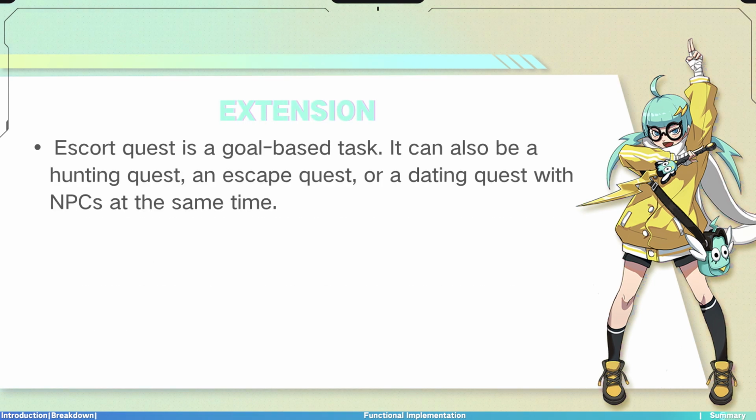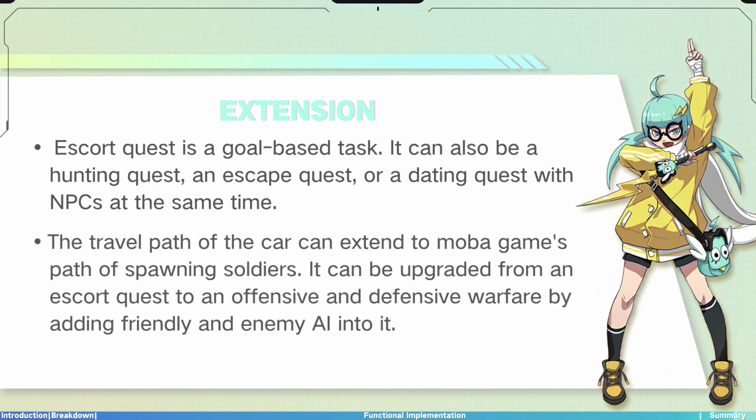Escort quests is a goal-based task. It can also be a hunting quest, an escape quest, or a dating quest with NPCs at the same time. They may look different, but they all have the same underlying structure, that is, the logic of switching from one state to another. In terms of the escort quest itself, the travel path of the car can extend to MOBA games' path of spawning soldiers, and it can be upgraded from an escort quest to an offensive and defensive warfare by adding friendly and enemy AI into it.